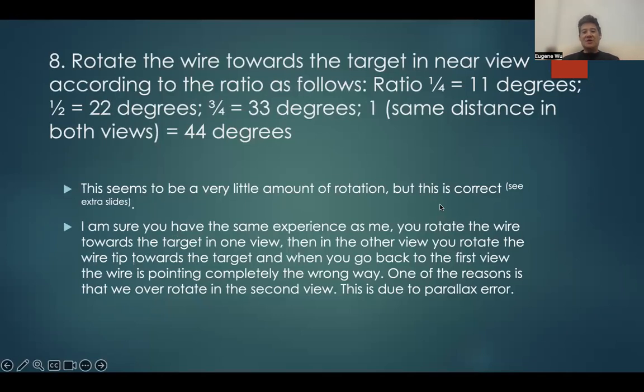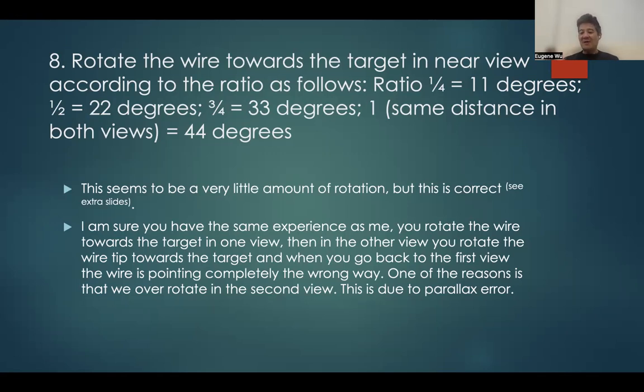So number 8, we rotate the wire towards the target in the near view according to the ratio. Now, this seems a very small amount of rotation, but this is correct, and I'll show you why later on, okay? And I'm sure you've had the experience that I have had, which is in the far view, you turn the tip towards the target. You go to the near view, you turn the tip towards the target, and you go back to the far view, and the wire is pointing in completely the wrong direction. And one of the main reasons for this is because we turn too much in the near view.